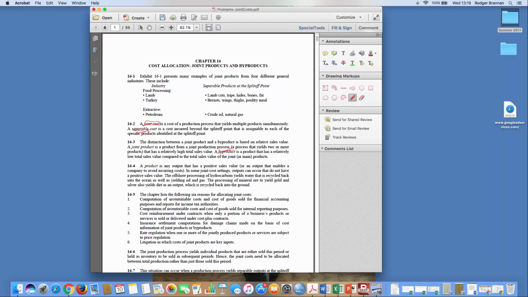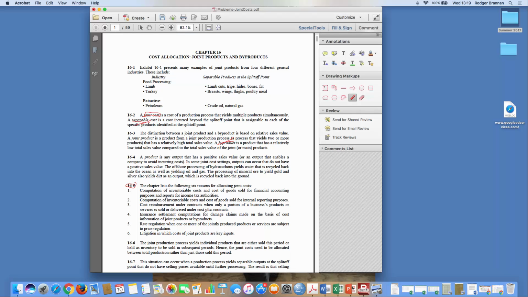Now, allocating joint cost is one of the issues that come up here. One, for GAAP or financial accounting. That is, whatever I produce, those manufacturing costs need to be reflected in the cost of inventory and hence cost of goods sold.